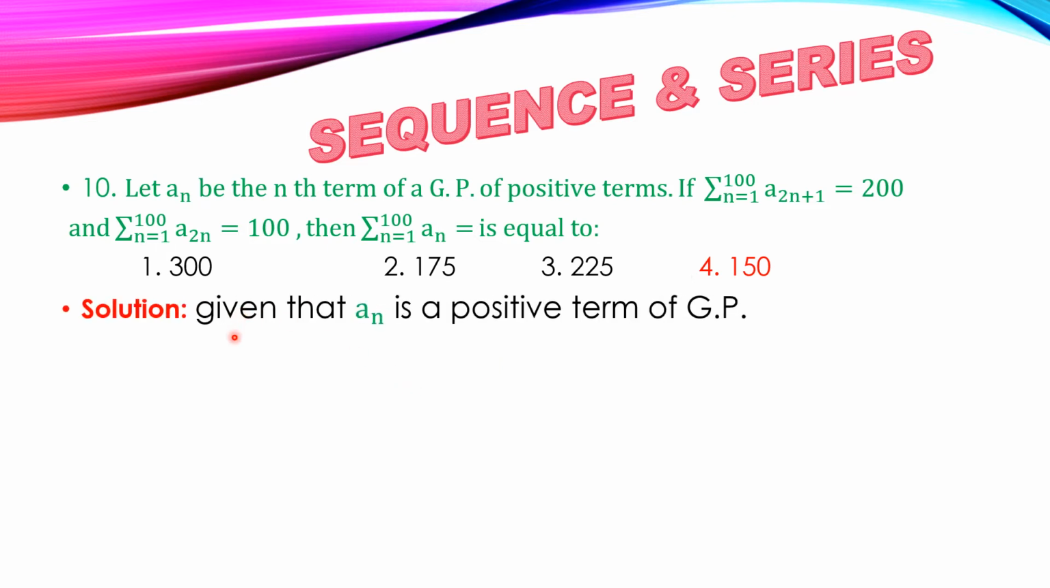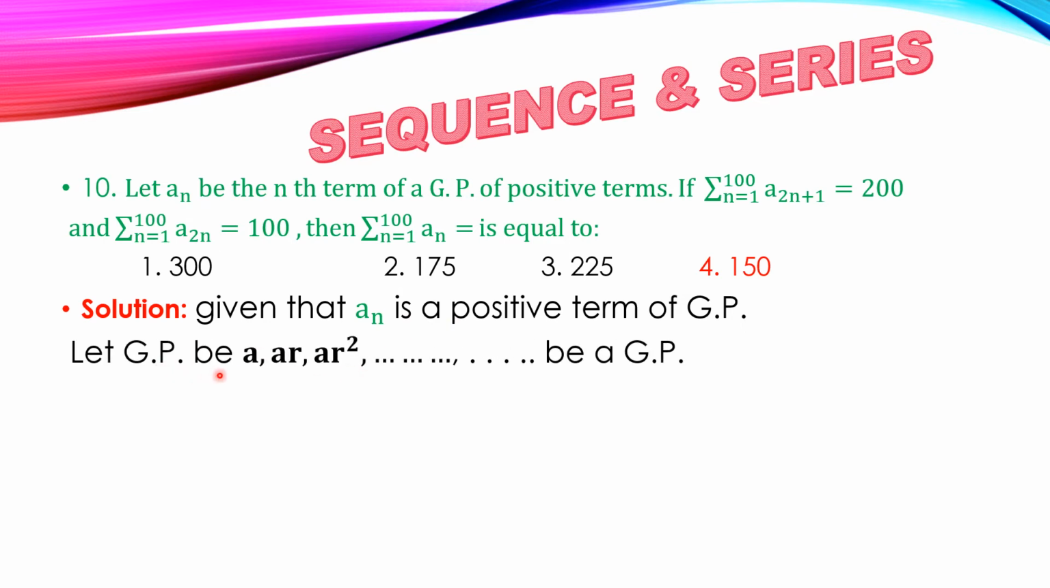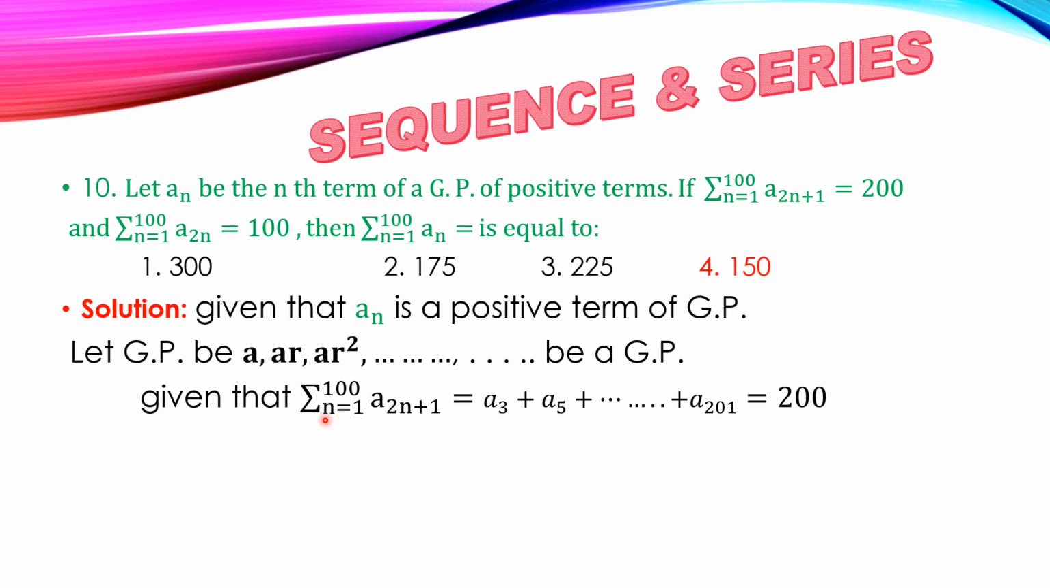Next, in the given problem, a_n is a positive term of a GP, and let us assume that the geometric progression is a, ar, ar square, and so on. This is the form of a GP. And the given first summation, n equals 1 to 100, a_(2n+1). First we expand this: put n equals 1, a_(2 into 1 plus 1), that is a3; a_(2 into 2 plus 1), that is a5, plus and so on. Put n equals 100, a_(2 into 100 plus 1), a201. So the value of this one equals 200, already given in this problem.